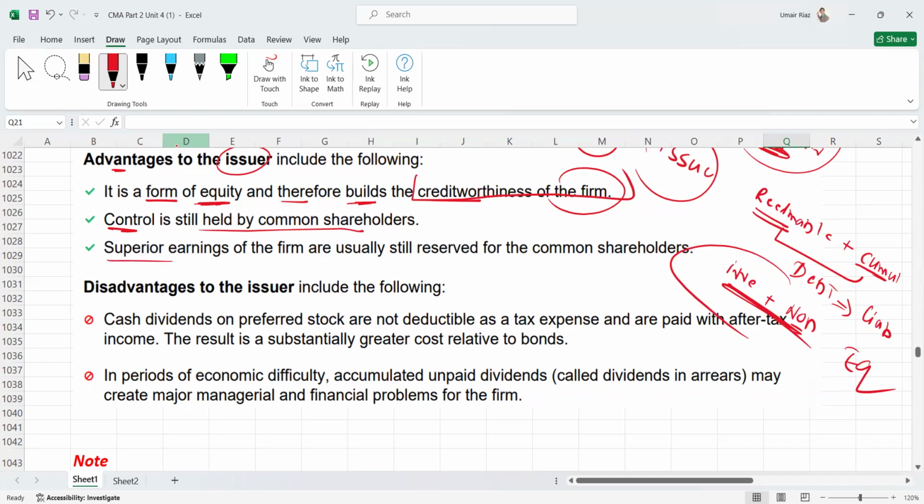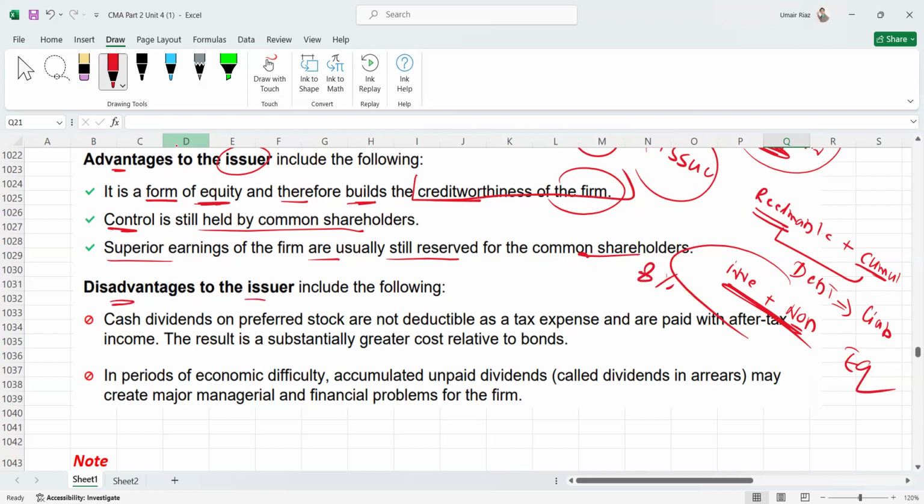Superior earnings of the firm are usually still reserved for the common shareholders, because mainly, guys, we pay first return to the debt holders, then to the preferred stockholders. Whatever we have a legal commitment for debt, that we will pay, and whatever we declare for the preferred stock, only that amount we will pay. Whatever is remaining, for example any reserve remaining after making the payment of interest on debt and dividend on preferred stock, whatever is left, that is for common shareholders. So that can be a huge amount.